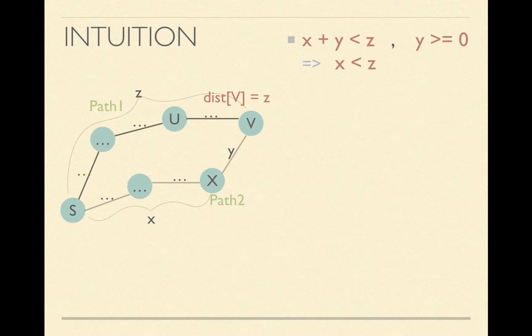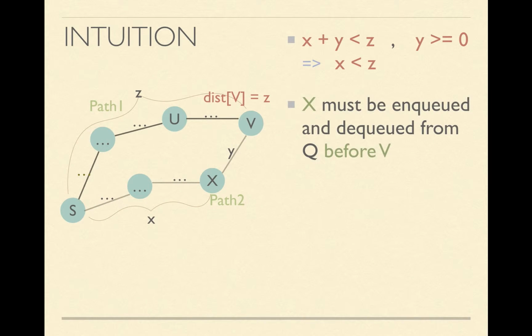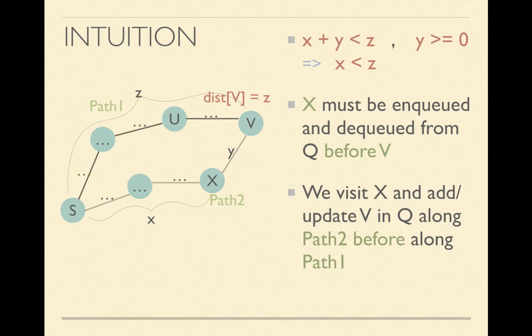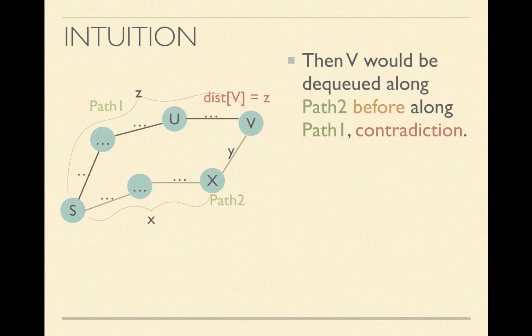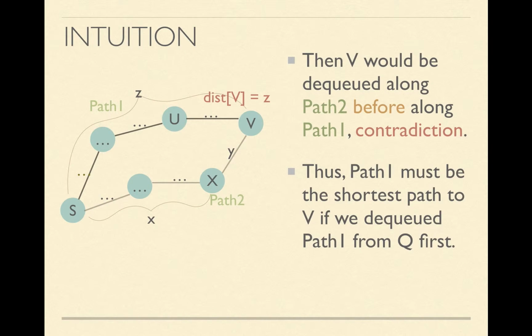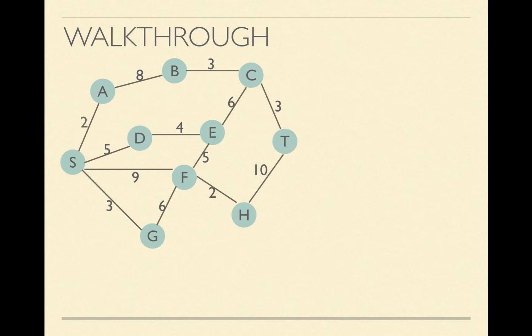Also, since all the edges are non-negative, y is larger than or equal to 0. Therefore, we get d smaller than z. So x must be enqueued or dequeued before v, and we will visit x and add path 2 to the priority queue before we dequeue path 1. Here we see a contradiction. Therefore, the invariant holds that path 1 must be the shortest path to v if we dequeue it from the priority queue first.